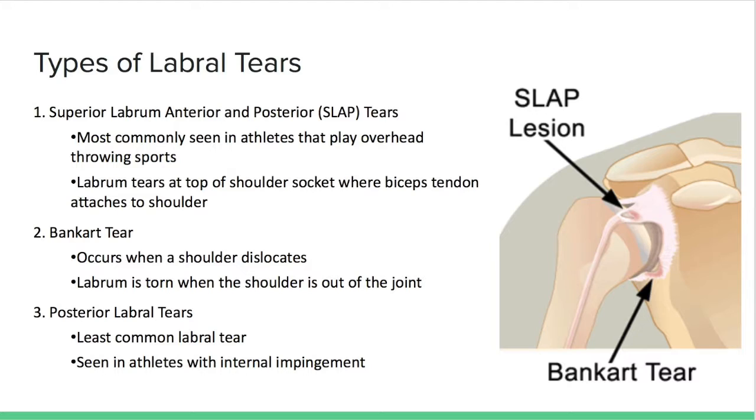Bankart tears, on the other hand, typically occur with shoulder dislocations where the head of the humerus either shifts towards the front of the body, leading to anterior instability, or to the back of the body, called posterior instability. Posterior labral tears are the least common of the three, and are commonly seen in athletes with internal impingement or thrower's or swimmer's shoulder. Due to the position of his body at the time of the injury, as well as the co-occurrence of a separated shoulder, we assume that Thomas suffered from a Bankart tear.